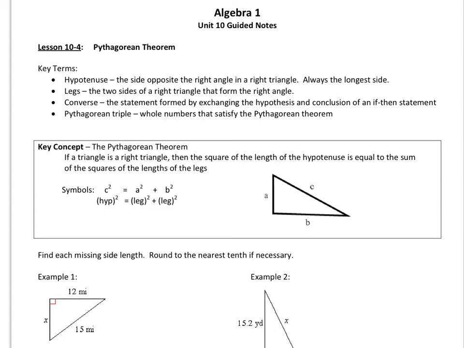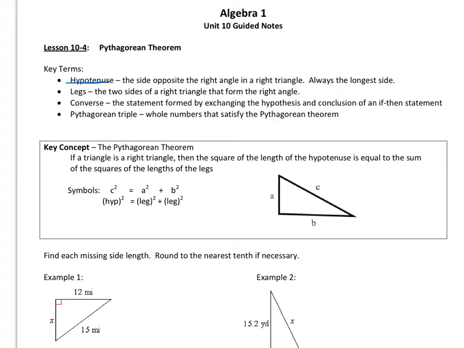This is lesson 10.4, part 1 of 3 videos. The Pythagorean theorem deals with sides of a right triangle and their relationships. And to use them, you have to understand the hypotenuse, which is the side opposite the right angle. In other words, it's always the longest side.